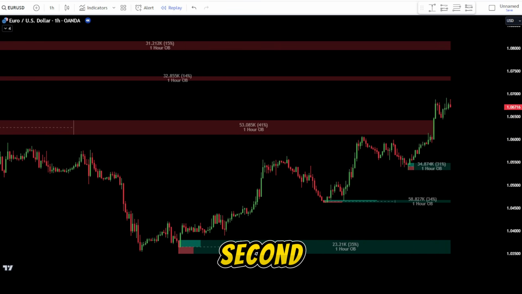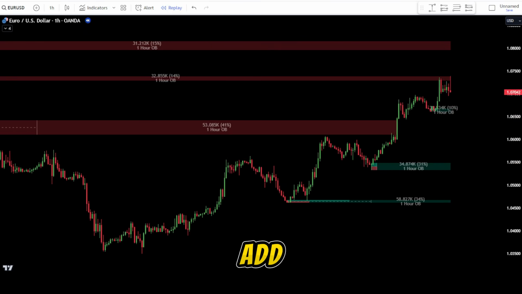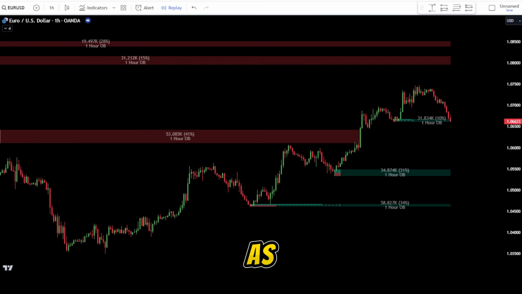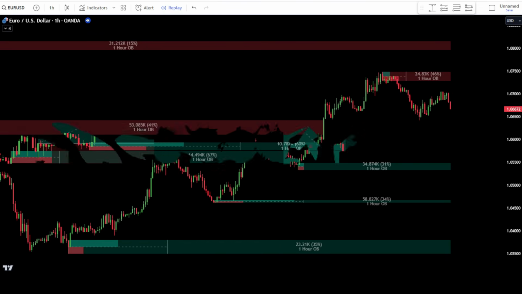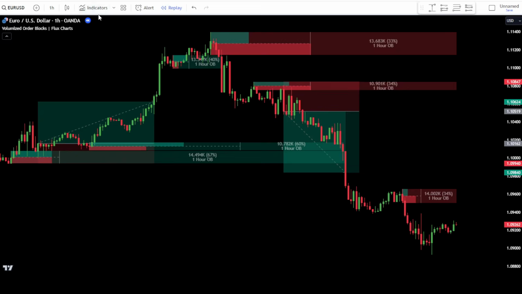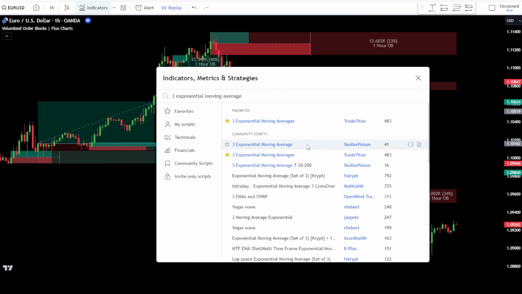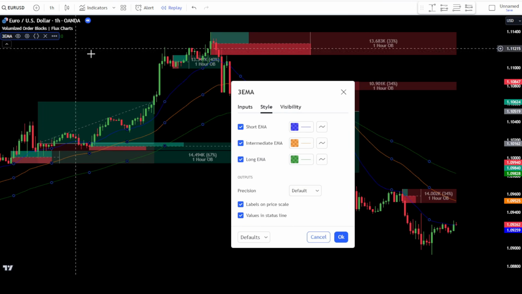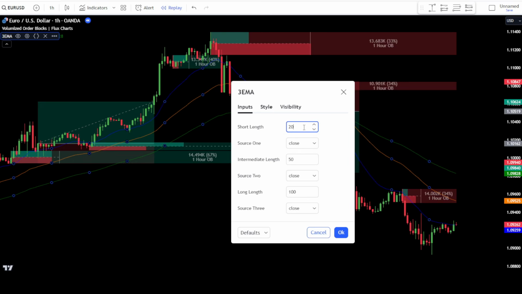To implement this second trading strategy, let's add an additional indicator to be used as a trend filter in the market. Go to the Indicator Search tab and type 3 exponential moving average, then select 3 exponential moving average from Trade Titan. Next, go to the settings for the 3 exponential moving average. In the Input tab, set the short length to 20, and set the intermediate length to 50.